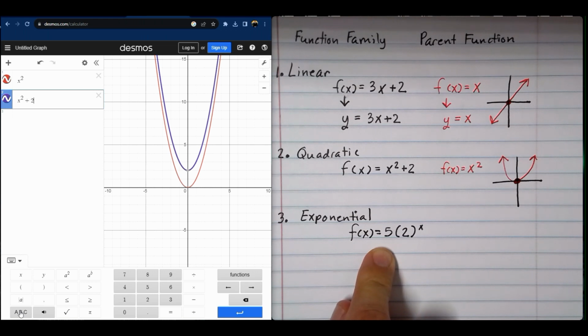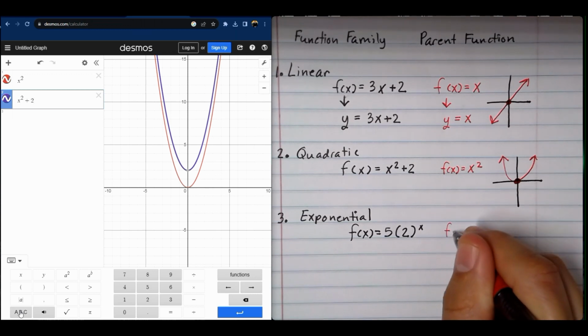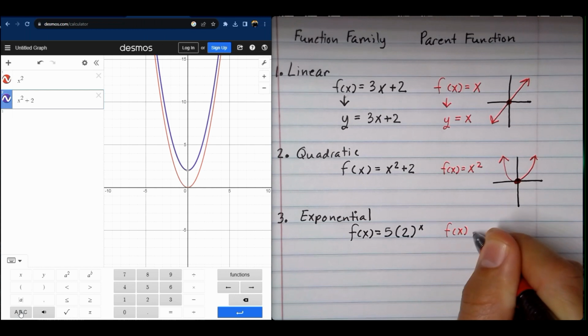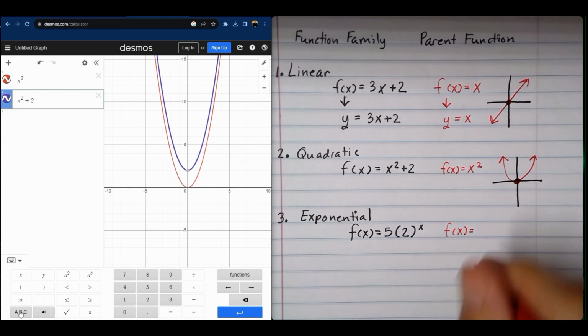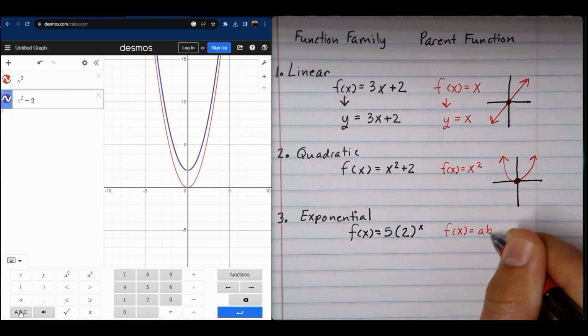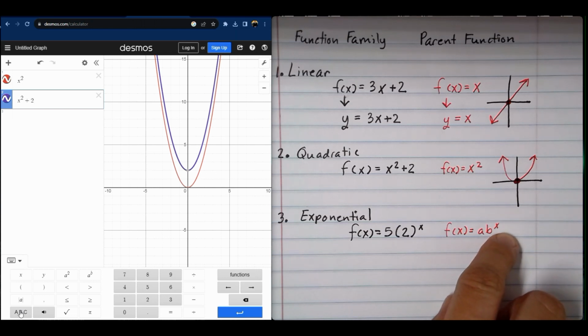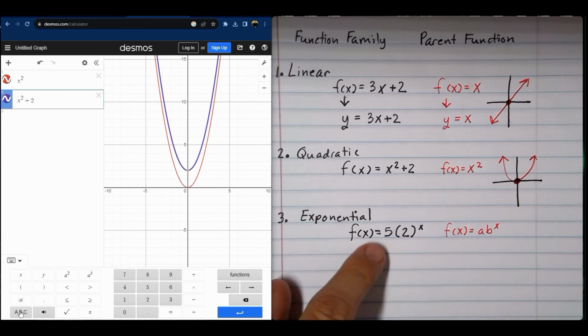Now, if we want to go back to the basic value, the parent function on that would be f of x is equal to a b to the power of x. So this is our parent function, right? We have some value for a, some value for b to the power of x. And this one I just gave an example.